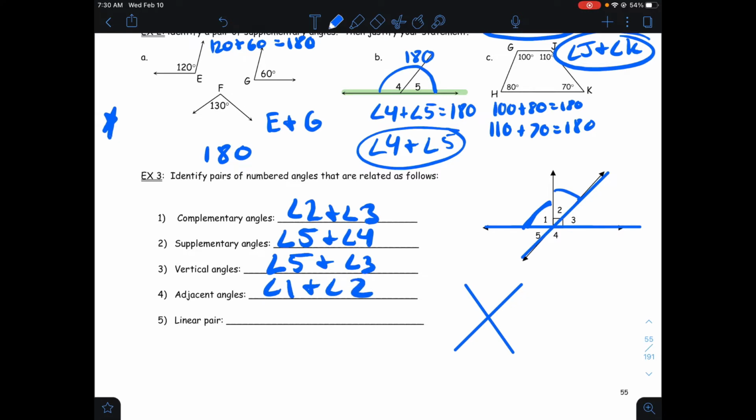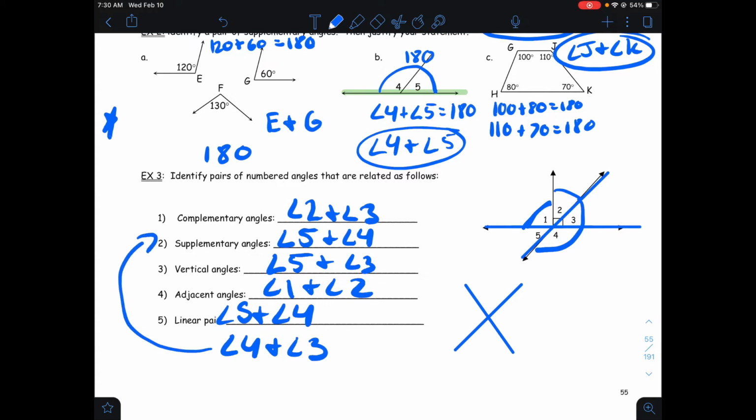And then we've got a linear pair. So a linear pair is going to be 2 angles that add up to 180. So we could actually come up with a couple of these. We already said 5 and 4. But if you look, we could also do 4 and 3. So you could see 5 and 4, and then angle 4 and angle 3. Which also, we could have said that angle 4 and 3 are also supplementary as well, because they add up to that 180. So there really was more than one answer to a lot of these.